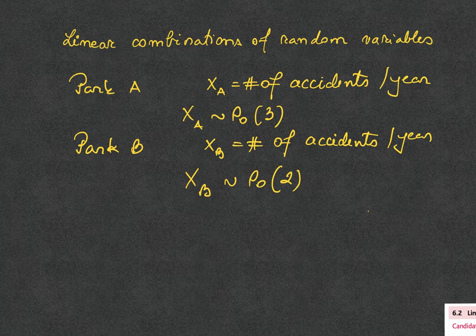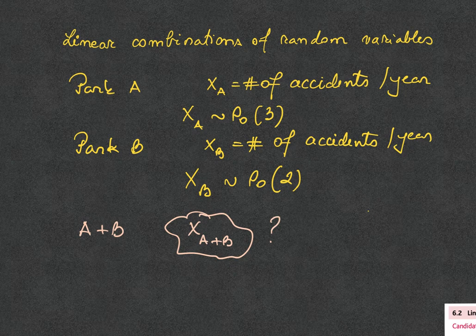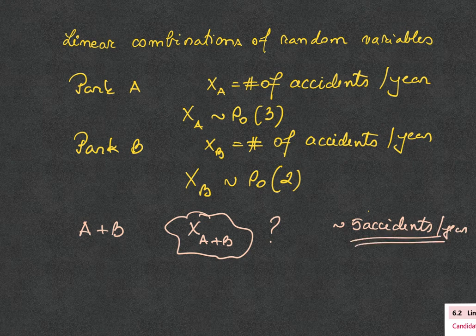The owner of Park A buys Park B as well, so now he has 2 parks. Let's call them A plus B. So he asks himself, what is the distribution of A plus B? Is it Poisson? Well, on average, we can say that there will be about 5 accidents per year in Park A plus B, but it will be good to know the distribution. We know that not all distributions having 5 accidents per year are Poisson. So, with respect to this, we need to put together 2 variables in a linear combination.